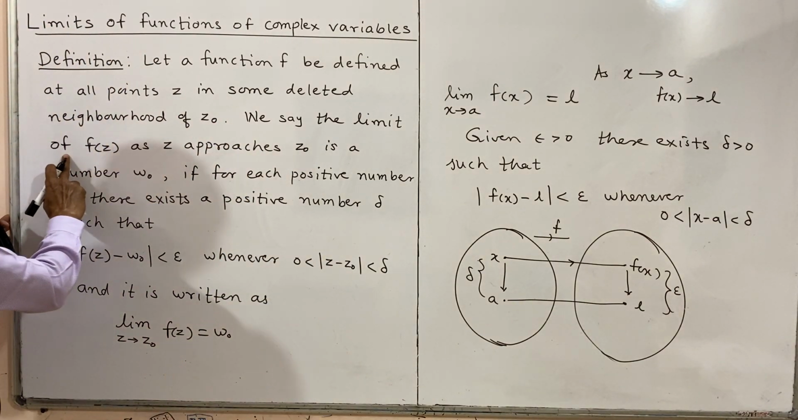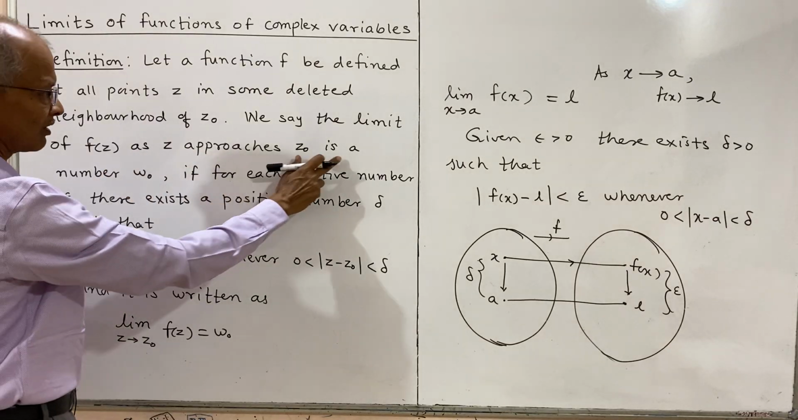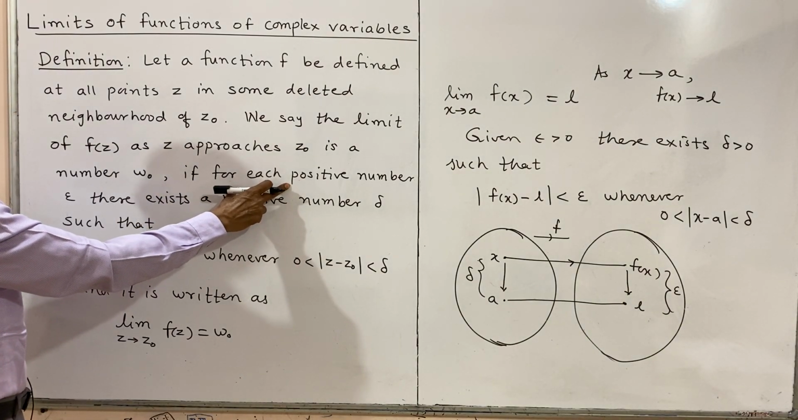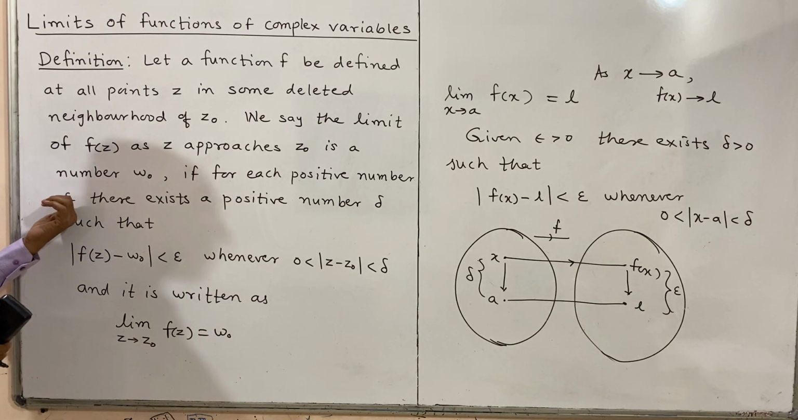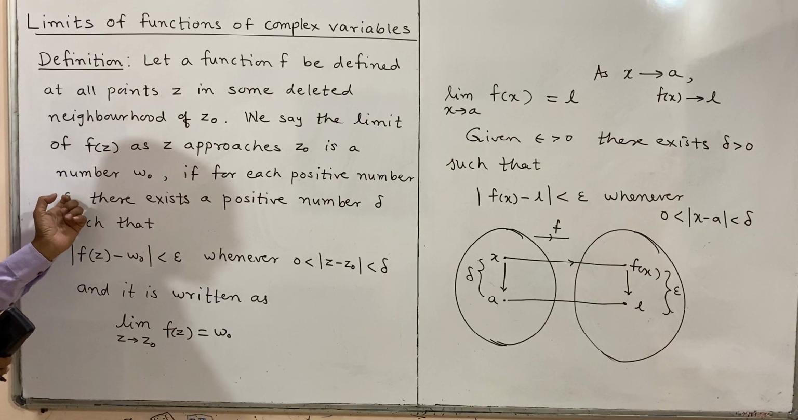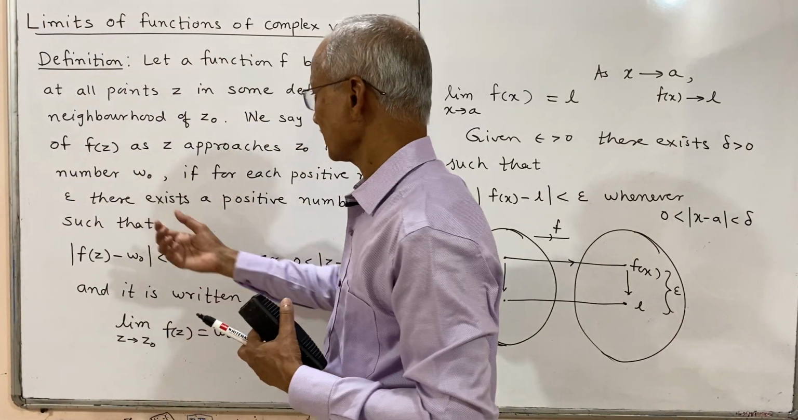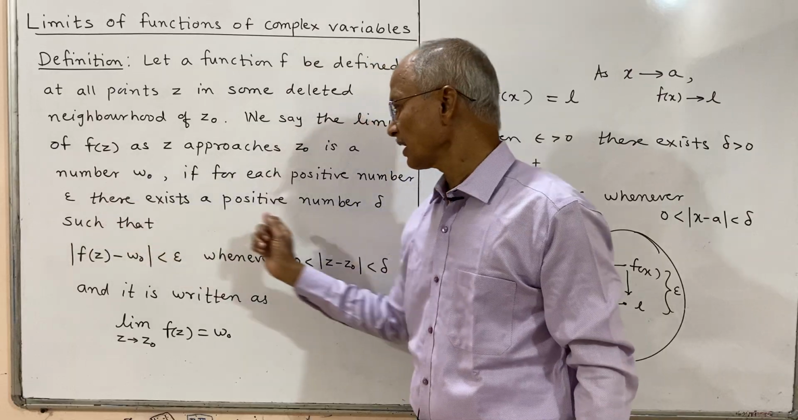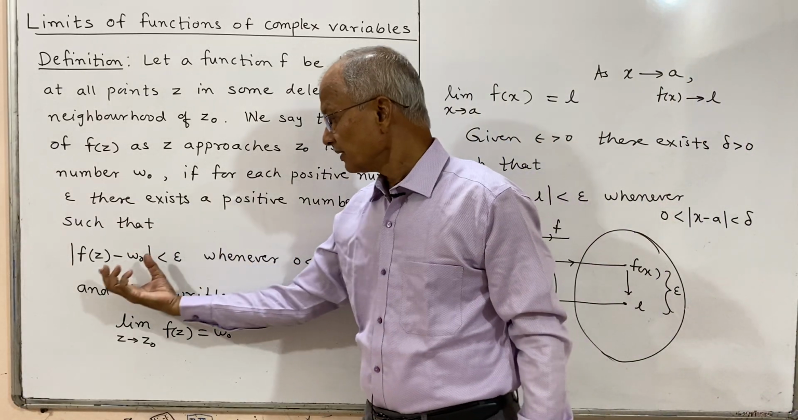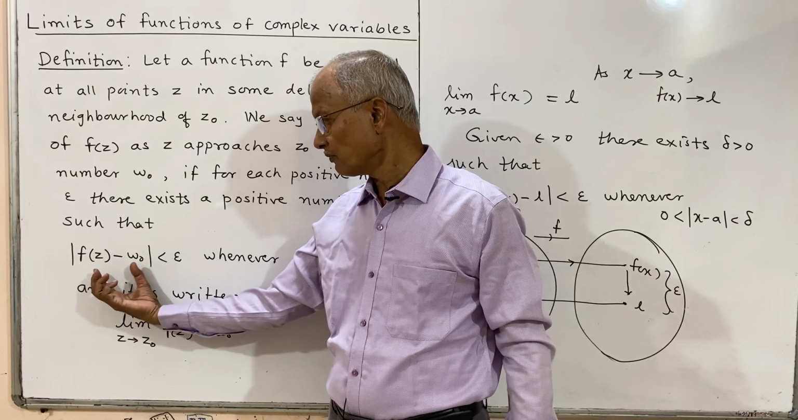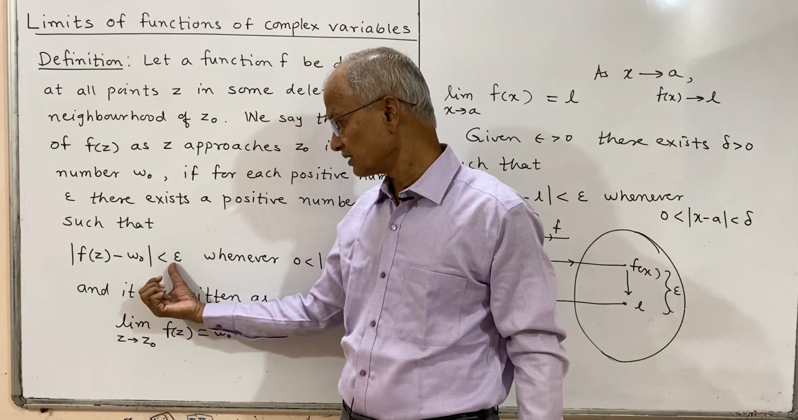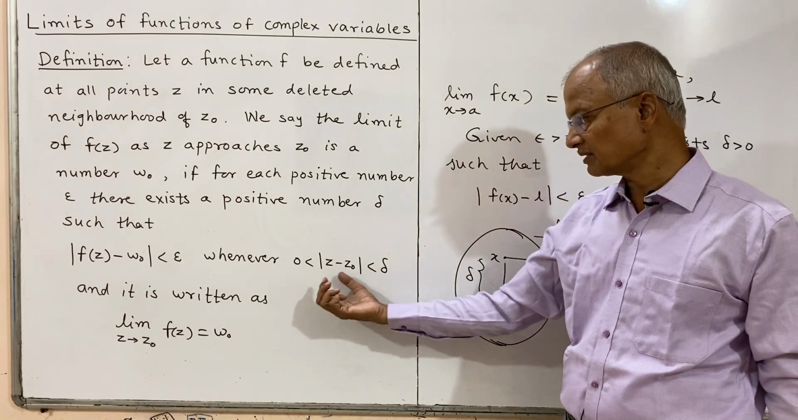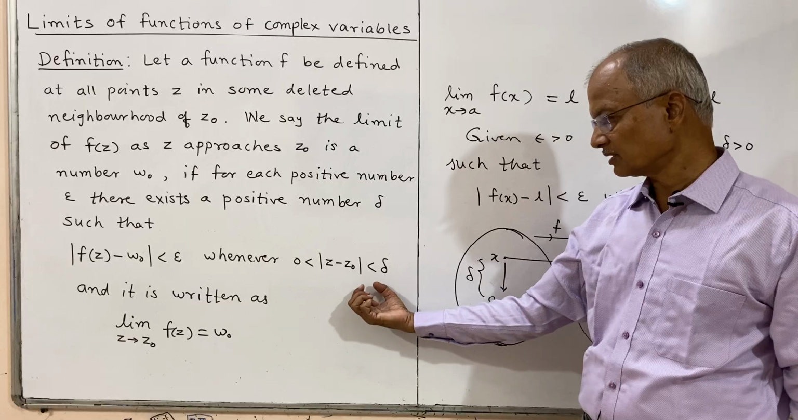We say the limit of f of z as z approaches z naught is a number w naught if for each positive number epsilon, and this positive number is not fixed, it is arbitrary, any positive number epsilon that we have to consider, there exists another positive number delta, both epsilon and delta greater than 0, such that the absolute value of the difference f of z minus w naught is less than epsilon whenever 0 is less than mod of z minus z naught is less than delta.